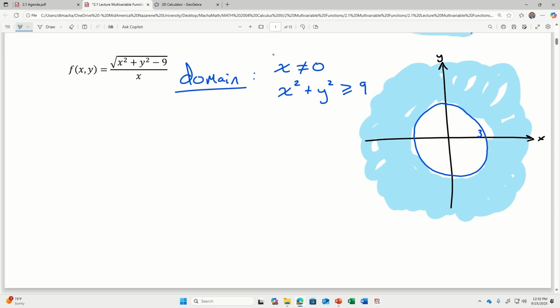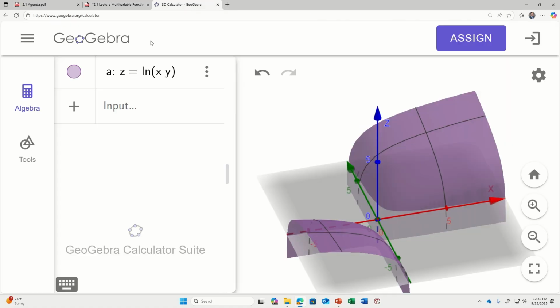And remember, not including the y-axis, right? The points that are directly on the y-axis don't get to belong to the domain either, because I'm dividing by x. But the points that do get to belong to the domain are on that circle or outside of it. And like I said, let's do some of these on the graphing calculator.